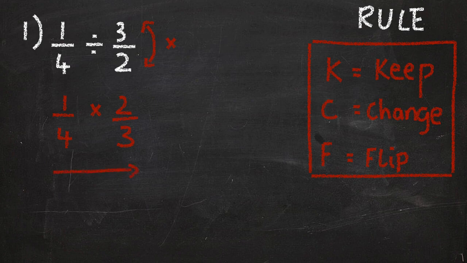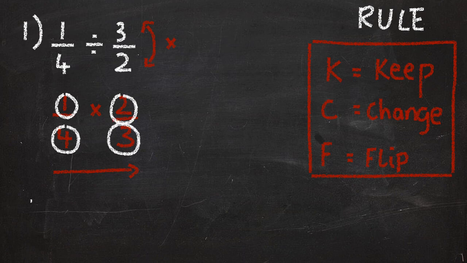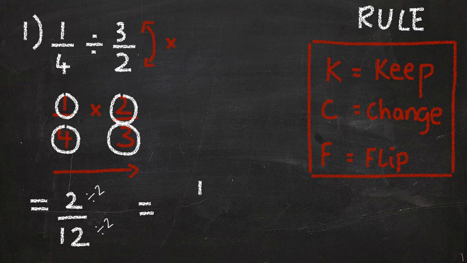Now we can just multiply our fraction across, so we would multiply the numerators together, i.e. the 1 and the 2, and we can multiply the 4 and the 3, which is our denominators. So 1 times 2 is 2, which is our numerator, and 4 times 3 is 12, which is our denominator. We can simplify this fraction by simply dividing by the highest common factor, i.e. the highest number which goes into 2 and 12. In this case it would be 2, so if we divide the top number and the bottom number by 2, we would get 1/6.